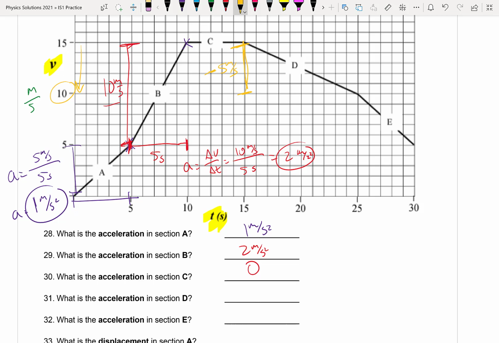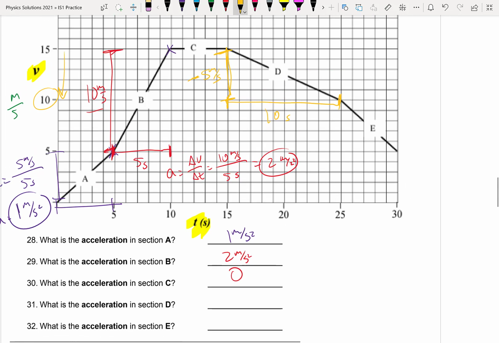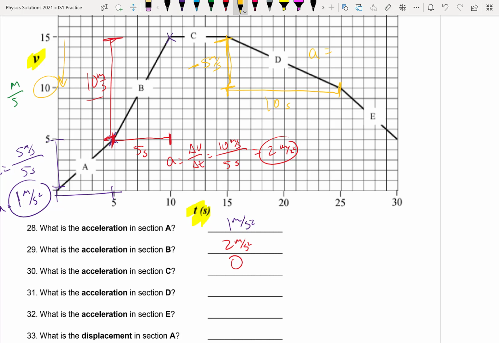And the change in time, it looks like 10 seconds. So that's going to be the slope. So again, the acceleration is change in velocity over change in time. Change in velocity is -5 meters per second, divided by the change in time, which is 10 seconds. So -5 divided by 10 is -0.5 meters per second squared.